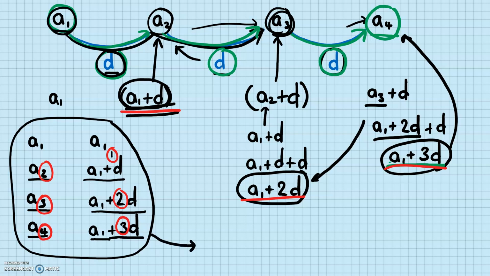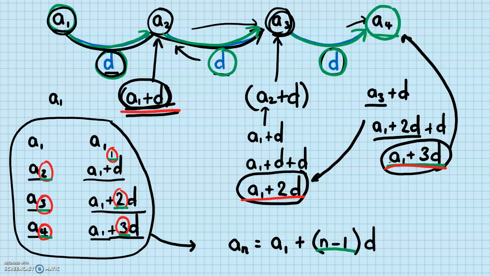Okay, so this leads to the algorithm. If we want the a sub n term, that is going to equal a sub 1, and then you're adding D. How many times are we adding D? You're adding D n minus 1 times. Remember, when n was 2, we've added D 1 time. When n was 3, we've added D 2 times. When n was 4, we've added D 3 times. So we're adding D n minus 1 times.